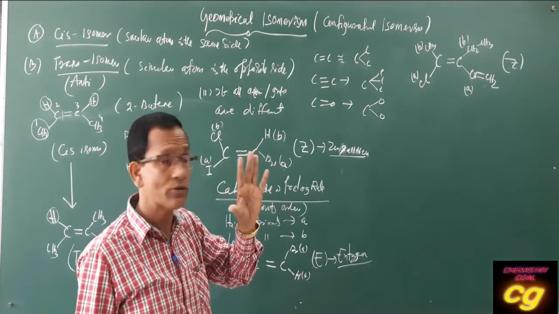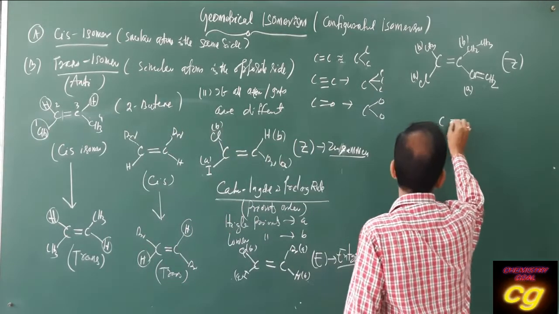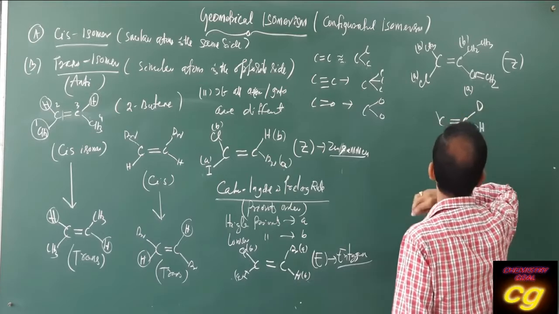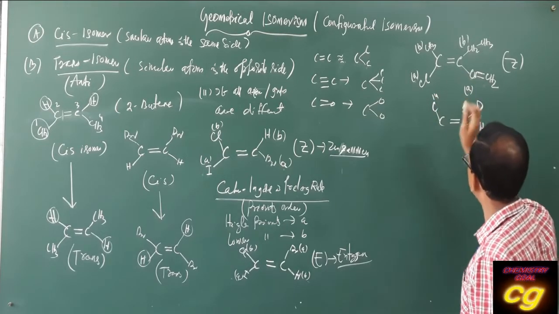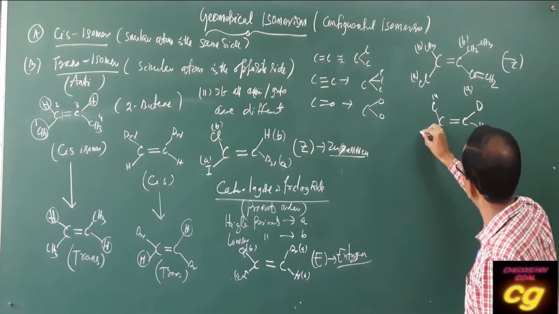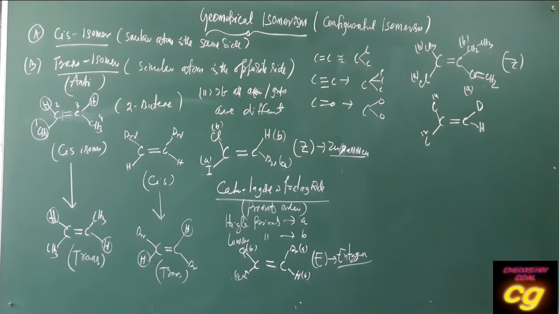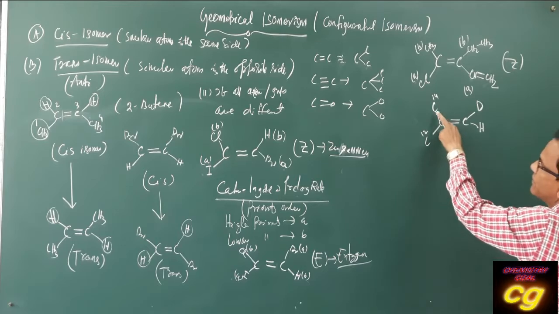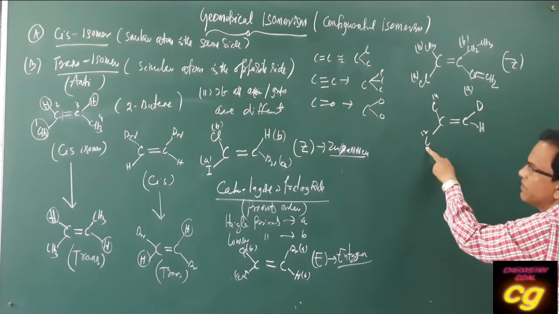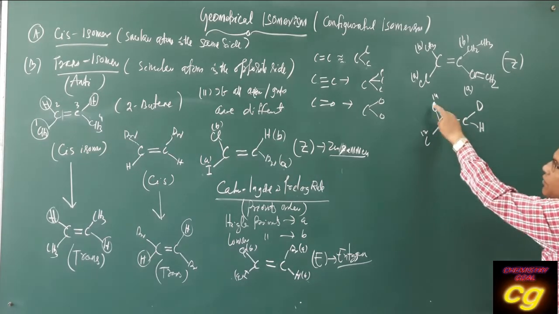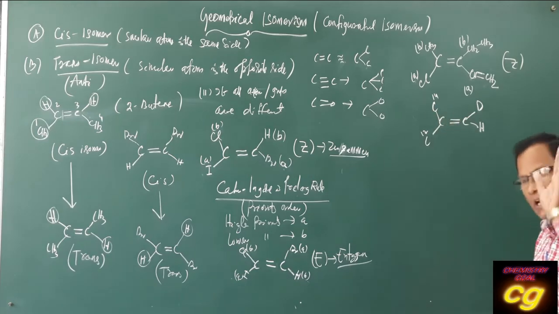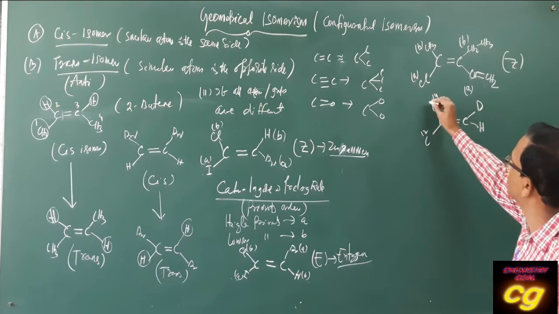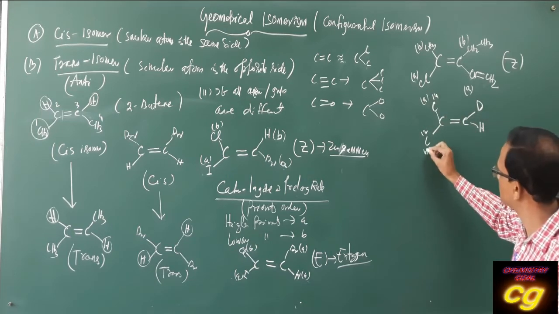If the atomic number is the same, for example, suppose here D, here H, here carbon 14 attached, here carbon 12 group attached. For example, here both carbons are the same. This carbon is carbon 14, this carbon is carbon 12. But here the atomic number of both carbons is the same. But when the atomic number is the same, you have to consider the mass, the atomic mass. Here 14, that means A. Here 12 means that is B.